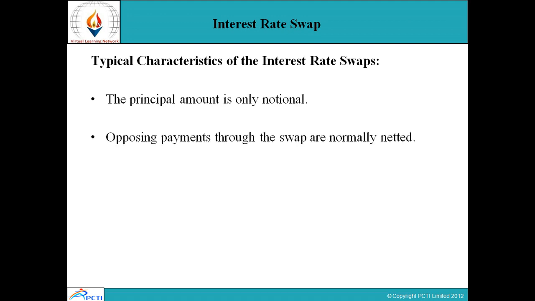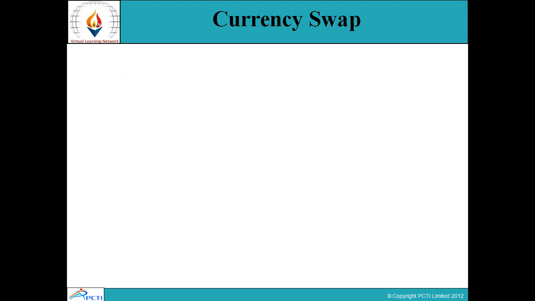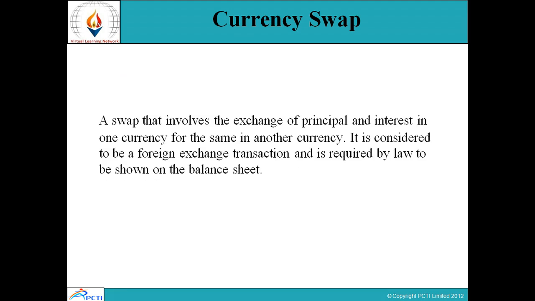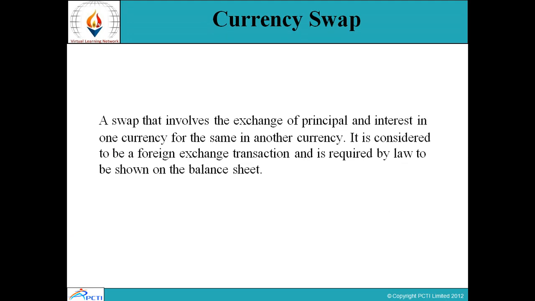Interest rate swap. Typical characteristics of an interest rate swap: the principal amount is only notional. Opposing payments through the swap are normally netted. The frequency of payment reflects the tenor of the floating rate index. Now, currency swap. A swap that involves the exchange of principal and interest in one currency for the same in another currency. It is considered a foreign exchange transaction and is required by law to be shown on the balance sheet.